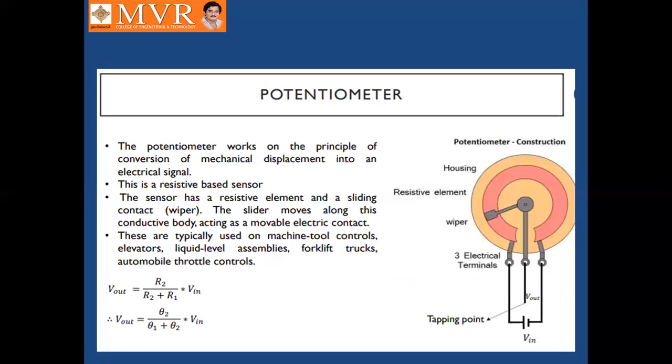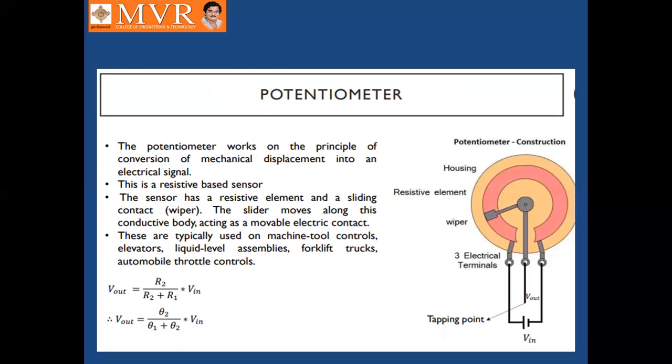And the next is the potentiometers. Potentiometer comes under the category of displacement sensor. So these are the kind of sensors. A potentiometer works on the principle of conversion of mechanical displacement into electrical signal. This is a conversion of mechanical displacement into electrical signal.